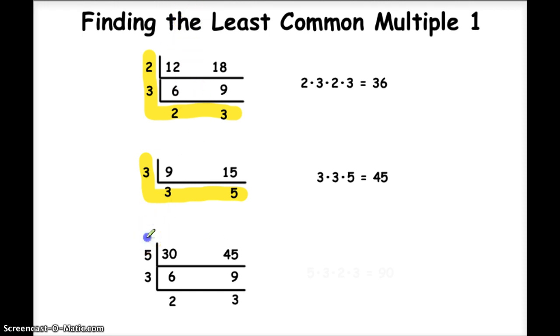So let's highlight the L that I multiply. 5 times 3 times 2 times 3. And let's see if we can figure that out. 5 times 3 is 15. 15 times 2 is 30. And 30 times 3 is going to be 90. So my least common multiple of 30 and 45 is going to be 90.